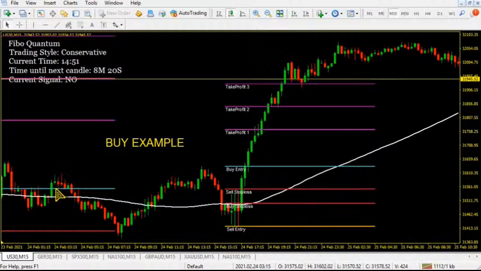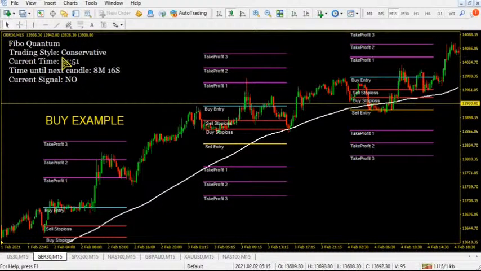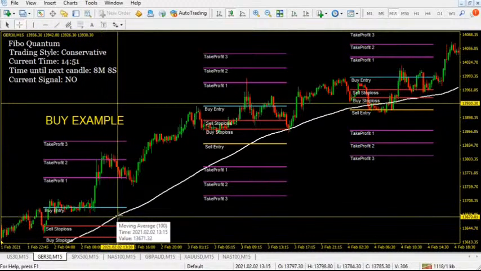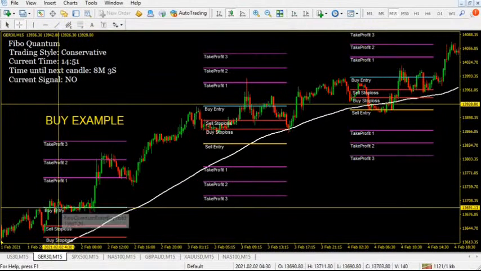Let's just have a look at a few other examples. This is the DAX 30, the German 30. This is the German index. As you can see, price in this example as well was above this 100 period moving average. There's the 100 period moving average. The buy entry was triggered there.